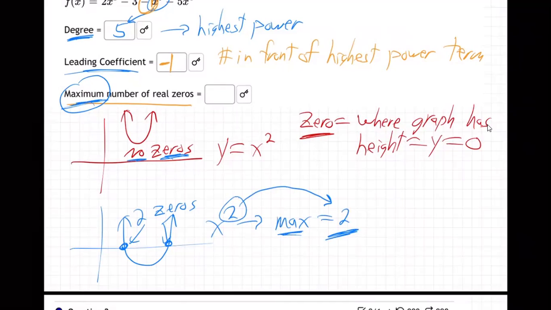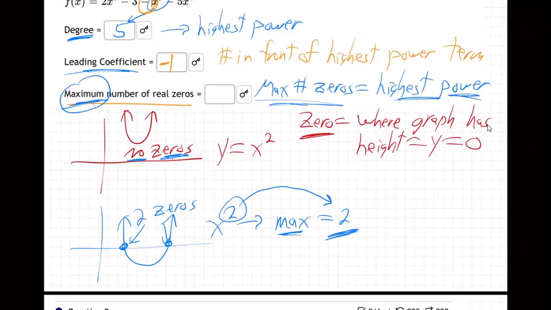Do you see how I came up with that? I just looked at the pattern. Math is just patterns. So that means the max number of zeros equals the highest power. Do you see how I just came up with that? I just looked at an example. I just thought, what do I know? I know x squared, it's a U shape. What's the most it can have a height of 0 and hit the x-axis? Twice. Oh, so the power must tell you the maximum number.